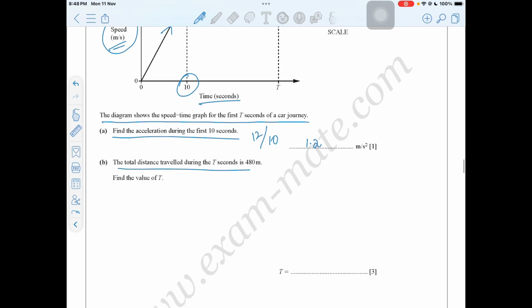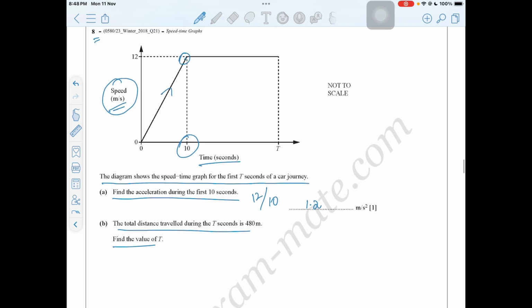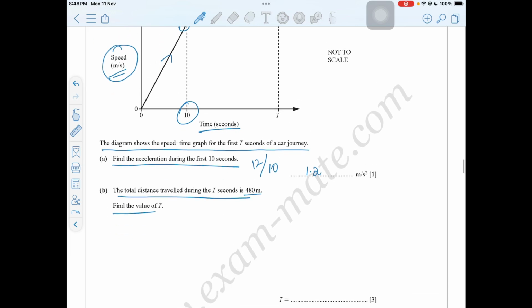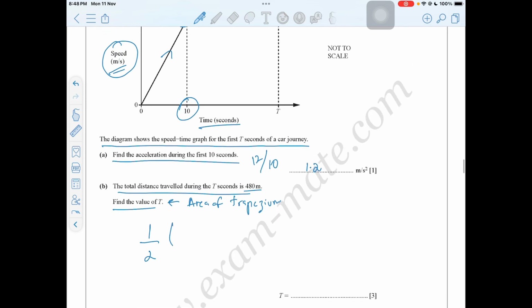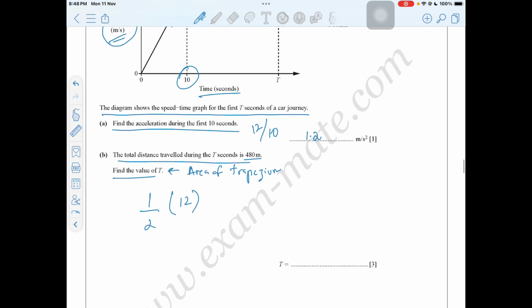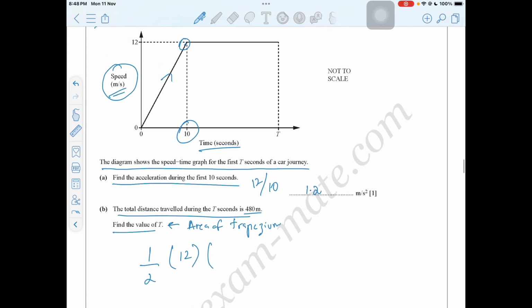The total distance traveled during the time t seconds is 480 meters. Find the value of t, right? So we have a distance as 480 meters and we need to calculate the value of t. Again, we'll be using the area of trapezium over here to ease our task. So this would be 1 over 2. We have our height as 12. We have our sum of parallel sides would be t and t minus 10, right? This is whole t and this is basically t minus 10, right?